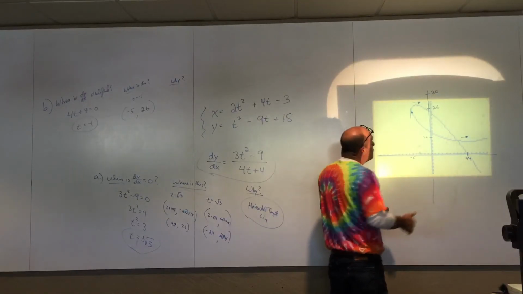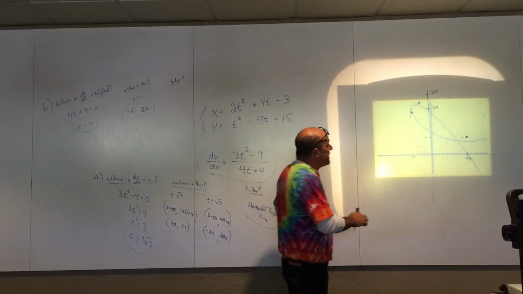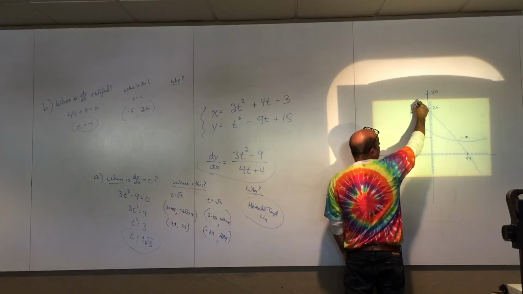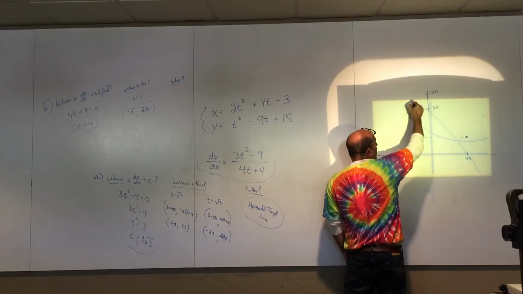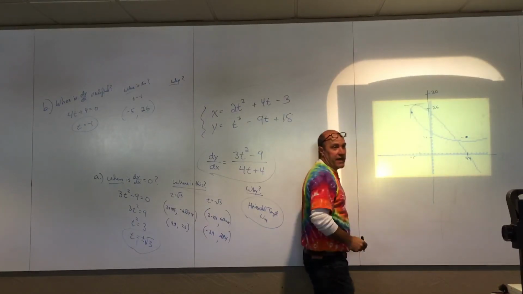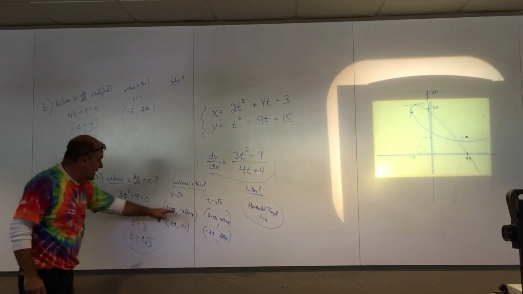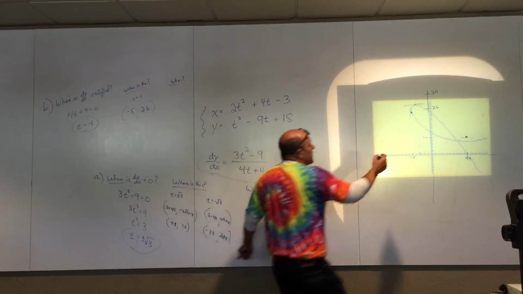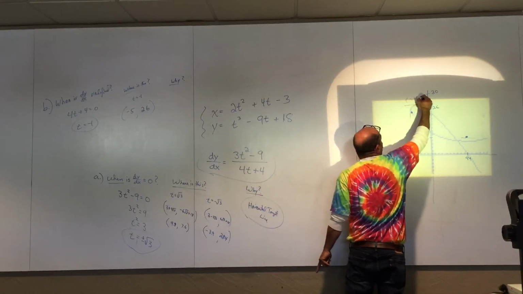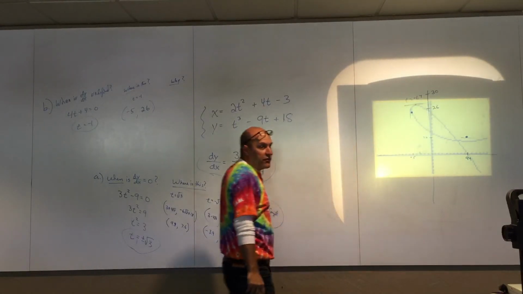Anyway, we found two places where we had a horizontal tangent, and by the way, there's one of them. You see it? Right there, there's a horizontal tangent. And where was that? That was t equals negative square root of 3, t equals negative 1.7.